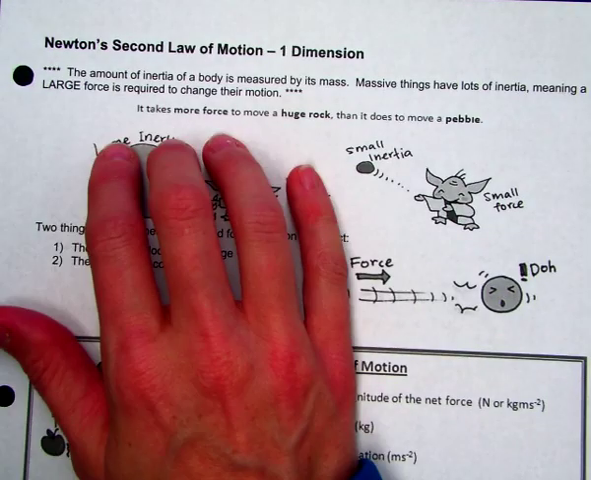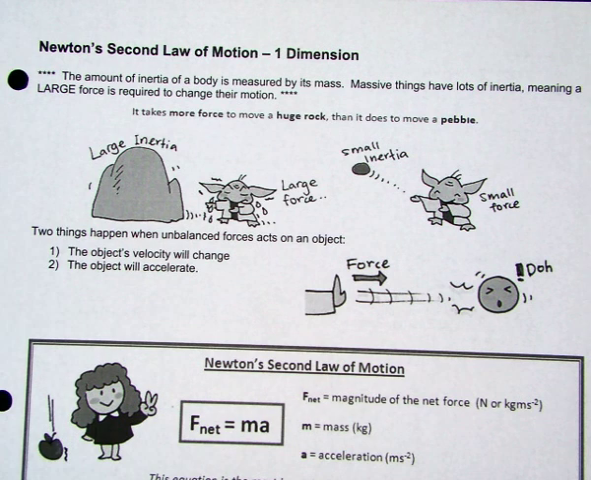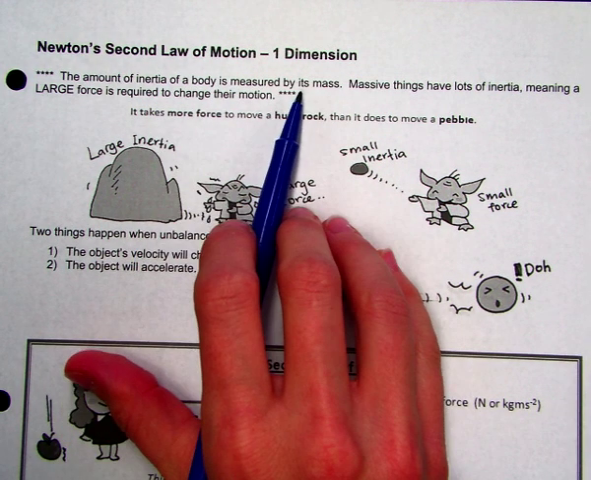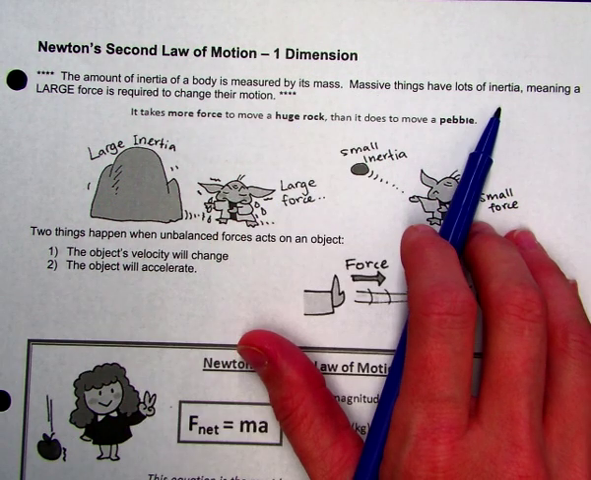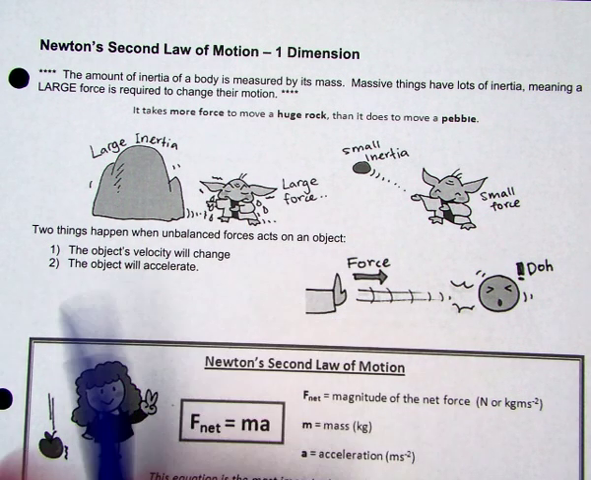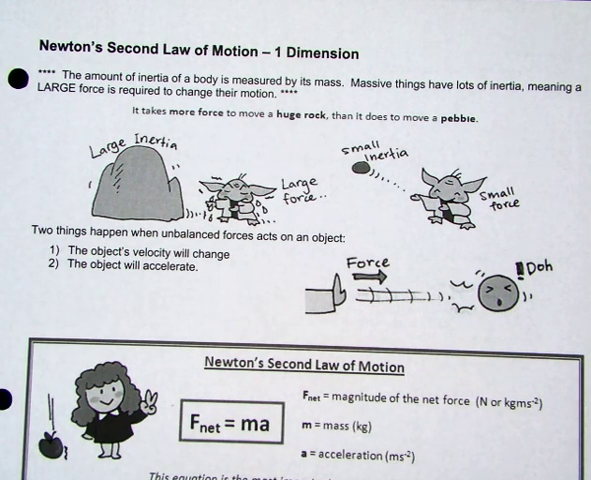All right, for Newton's second law, what we're looking at is that the amount of inertia a body has is measured by its mass. So massive things have a lot of inertia, meaning there's a large force required to change the motion, right? Because inertia is an object's resistance to motion. More inertia means more force to get it to change that motion.